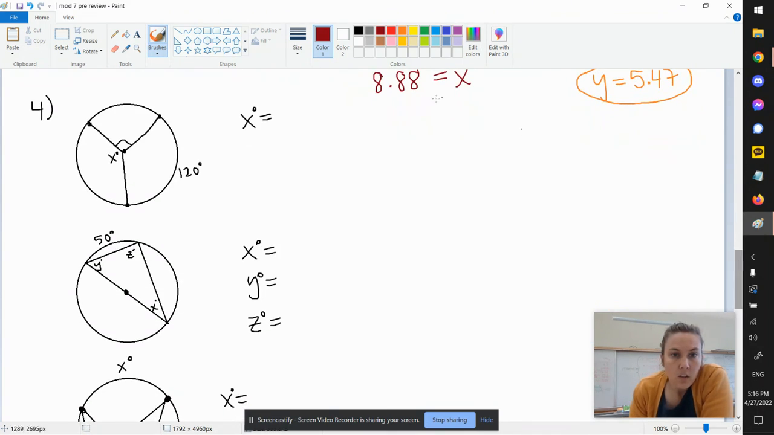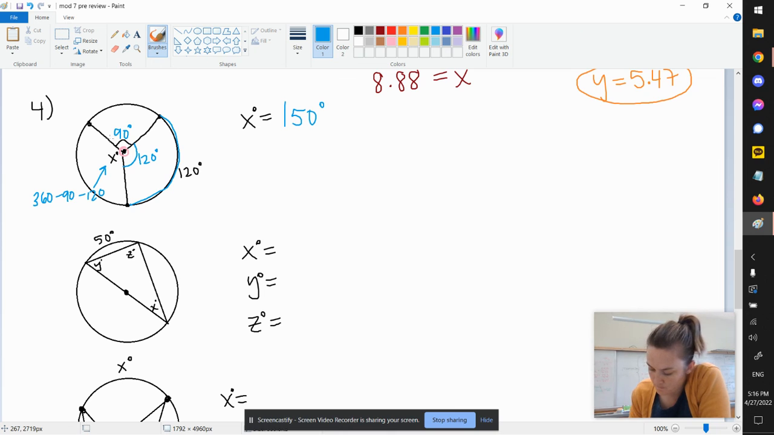All right. Number 4. This angle marker means that this is 90. Anytime we have the arc measure, it's the same as our central angle measure, right? Whenever our arc and our central angle share endpoints, they're the exact same angle. And then, as always, the entire circle adds up to 360. So x becomes 360 minus 90 minus 120, which is 150. I'm pretty sure. Yes. Great.